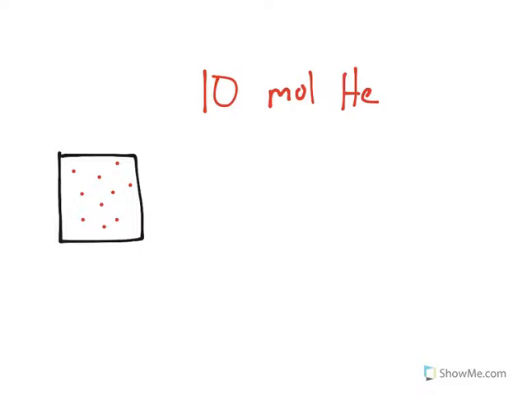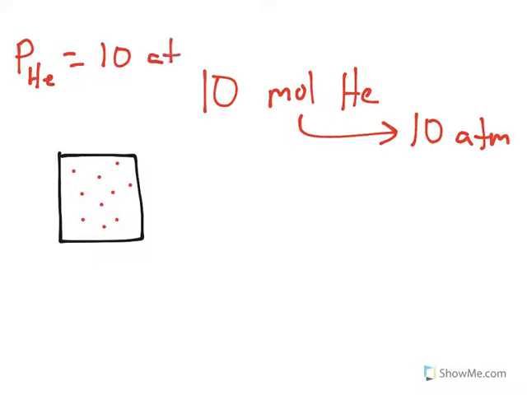So let's consider a rigid vessel with 10 moles of helium in it. And I should have 10 red dots in there showing those 10 moles of helium. And let's say that this just happens to have a total pressure of, let's just make it easy, 10 atmospheres. Okay, so there's not really an argument that the pressure of the helium, P sub helium, is 10 atmospheres.